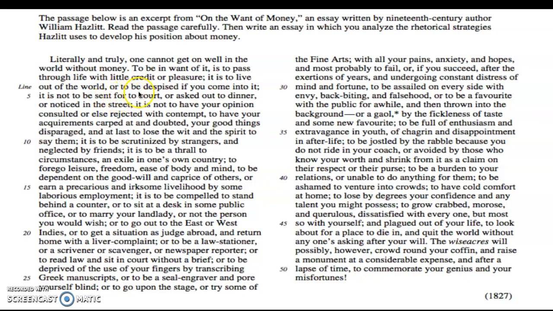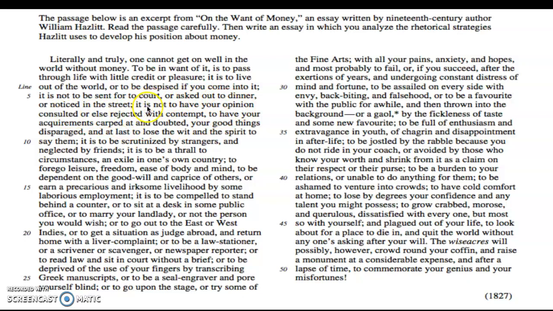And then it says, or to be despised if you come into it. So to be despised if you come into it, well, he seems to be using this pronoun it to refer to money throughout the whole thing. And I'm recognizing that and saying, oh, well, if you actually get some, if you have money, people are going to despise you. And then I'll keep going and say, it is not to be sent for to court or asked out to dinner or noticed on the street.